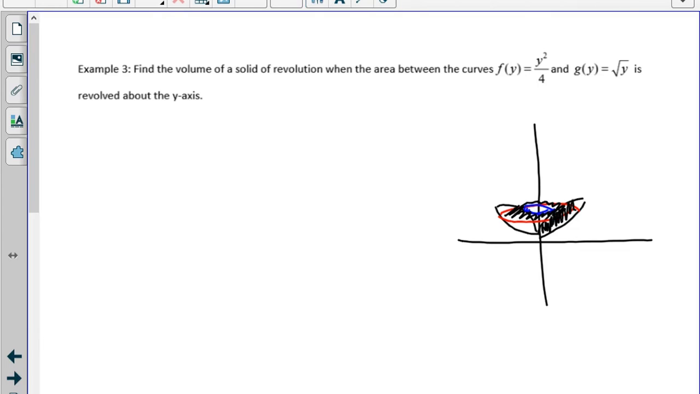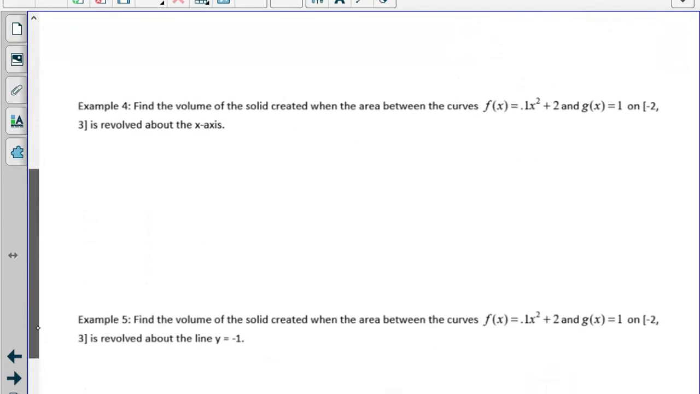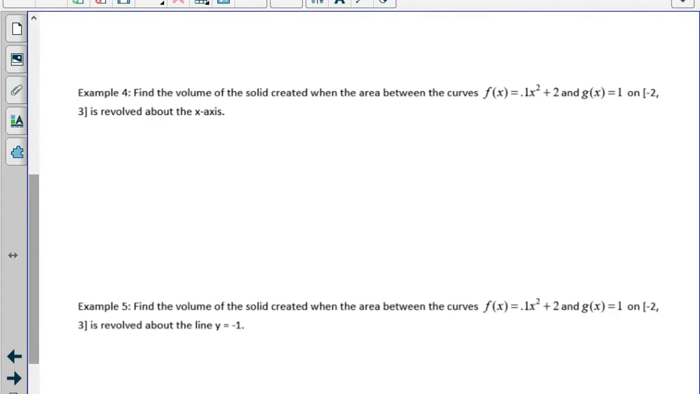And I know, again, it's hard to see. But if you're really struggling with it, that's why we have the flipped classroom. You can ask your teacher and they can really spend some time with you on it. Okay, the next 2 examples.